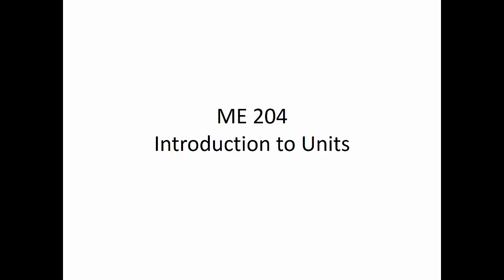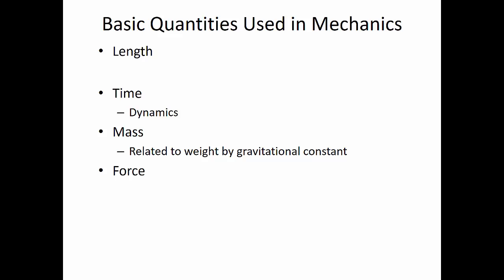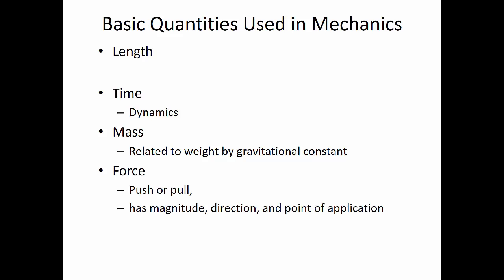ME204, Introduction to Units. There's some basic quantities that we use in mechanics. These include length, time, mass, and force. Time is something that we're going to use in dynamics frequently. It's how we measure how fast an object is moving or how fast it's accelerating. Mass is related to weight by a gravitational constant. And force deals with the push or pull on an object. It has magnitude, direction, and a point of application.